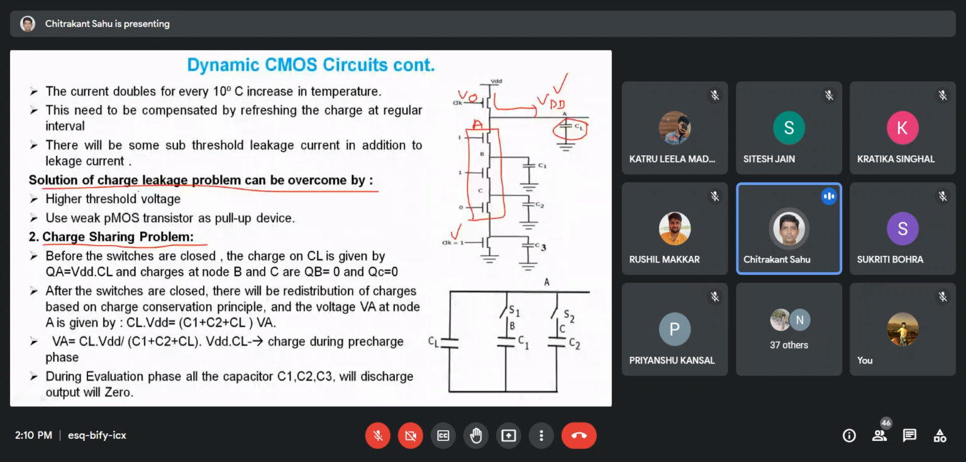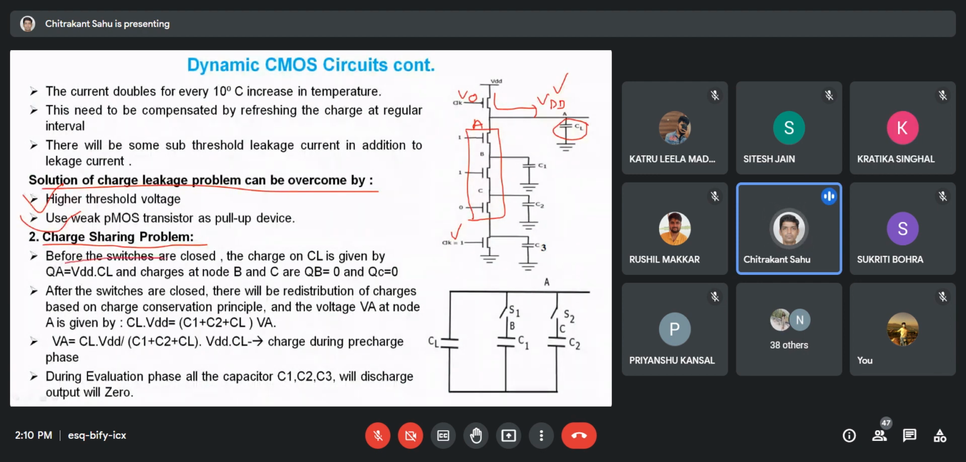It is not charge leakage, it is device leakage problem, where these are the two methods that can be used to remove the leakage problem. Right. But the main important thing here is the charge sharing problem. This is conceptual, so please try to understand.